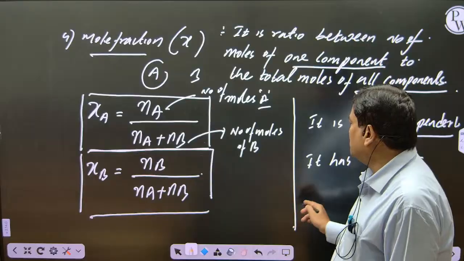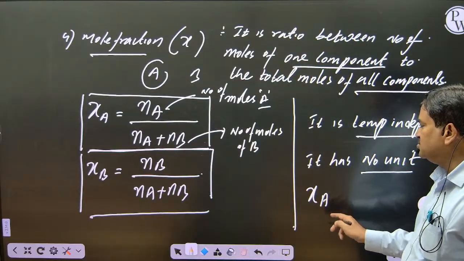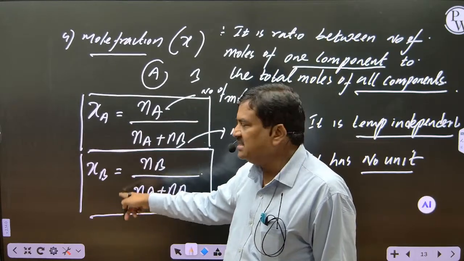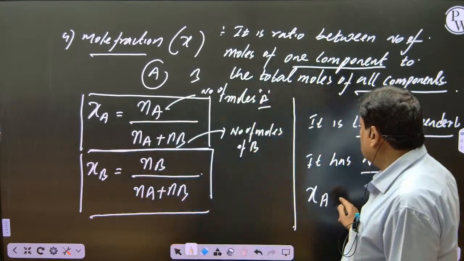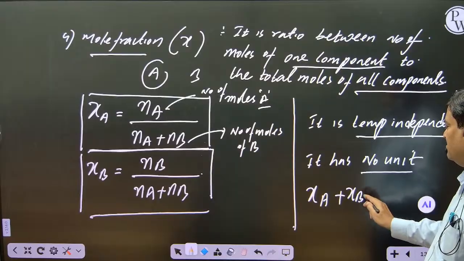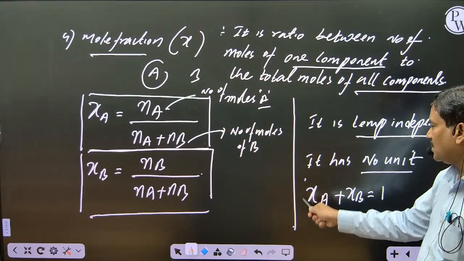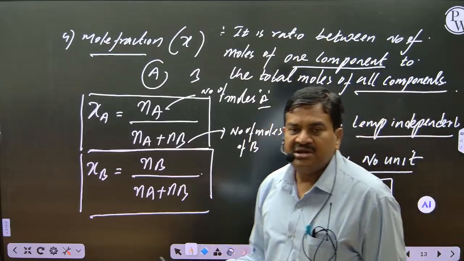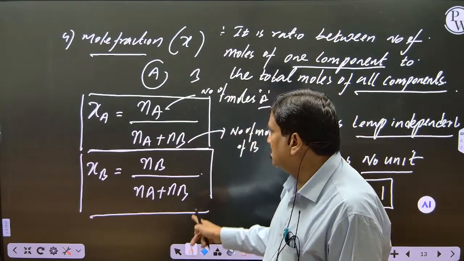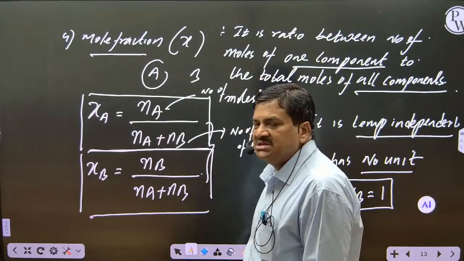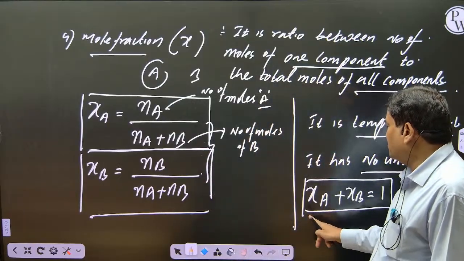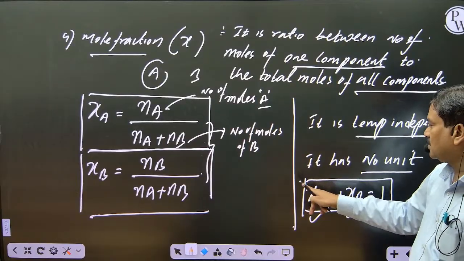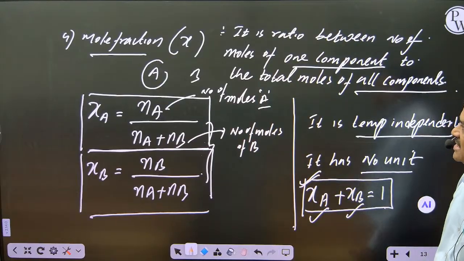And one more important point: in a binary solution, when you take the sum of both components, chi A plus chi B, the sum of mole fractions of the two components will be equal to 1. Binary means two. The sum of mole fraction of A plus B should be equal to 1. This is important. Copy this relation.